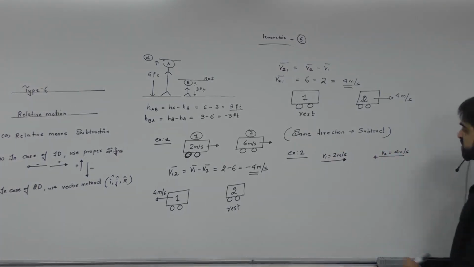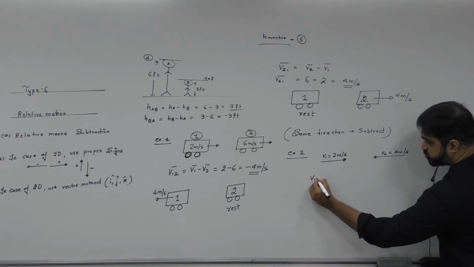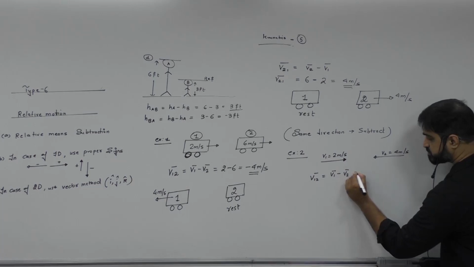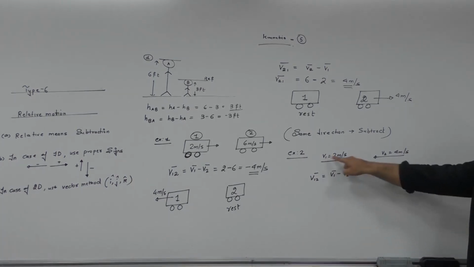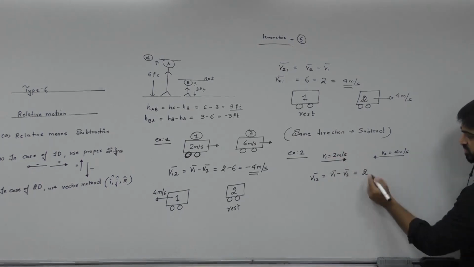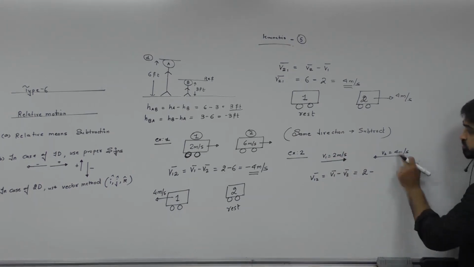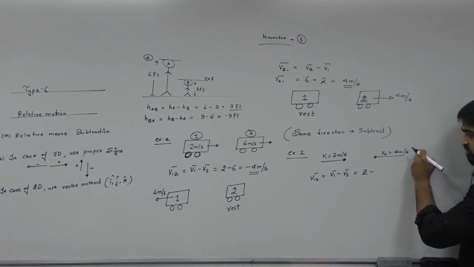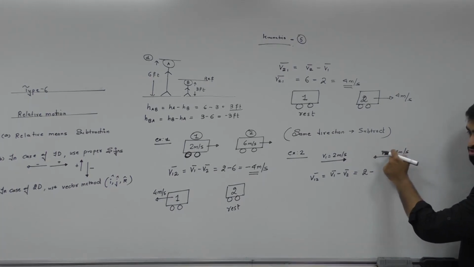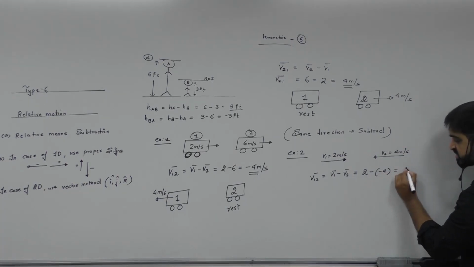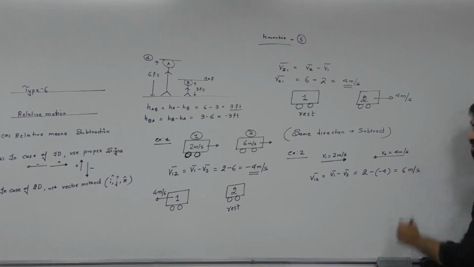Pay attention. What do you mean by velocity of 1 with respect to 2? It will be V1 bar minus V2 bar. V1 bar is this way, that is 2. Minus V2. What is V2? 4 or minus 4? Minus 4, because it is going that way and you have to substitute proper sign. So it is minus 4. So answer will become what? 6 meters per second.